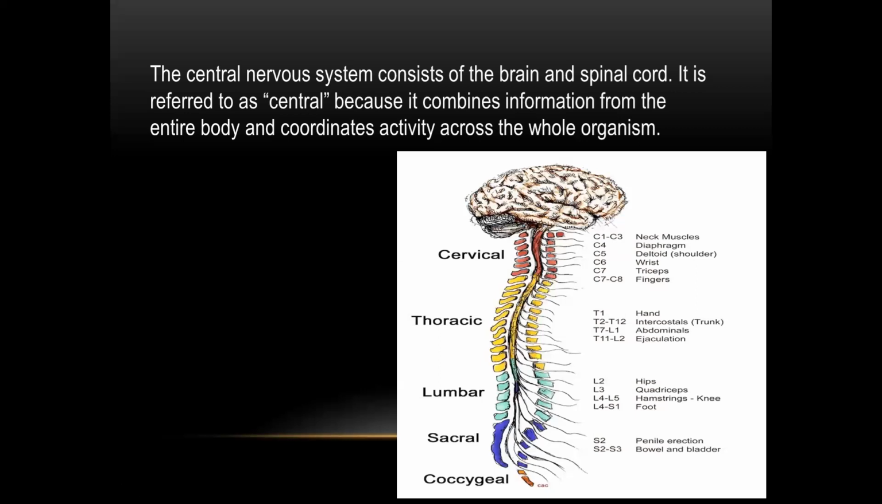The central nervous system consists of the brain and spinal cord. It is referred to as central because it combines information from the entire body and coordinates activity across the whole organism.